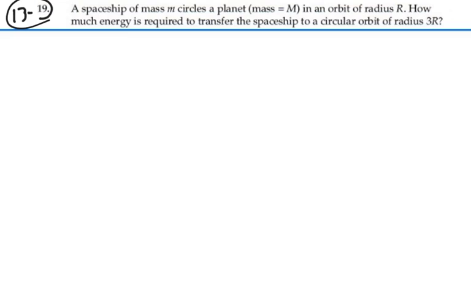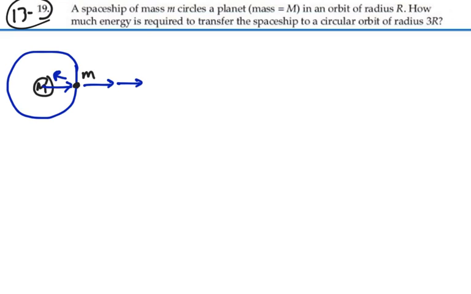So we have some kind of planet, mass big M, and we have a spaceship traveling around in an orbit of radius r, and that spaceship has a mass little m, and we want to transfer to a larger orbit of radius 3r.